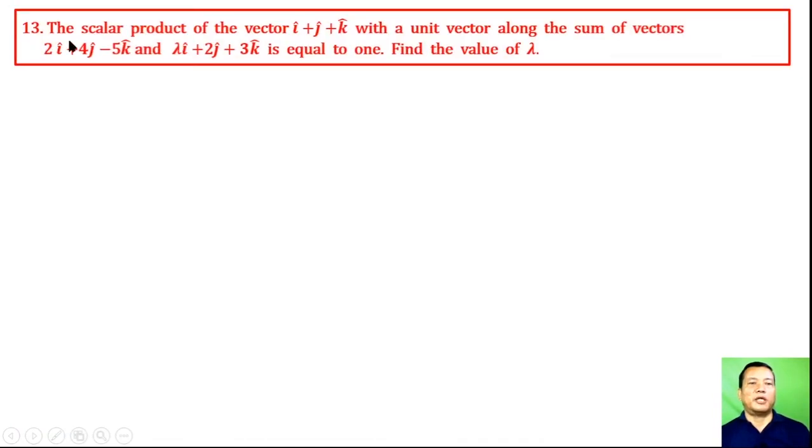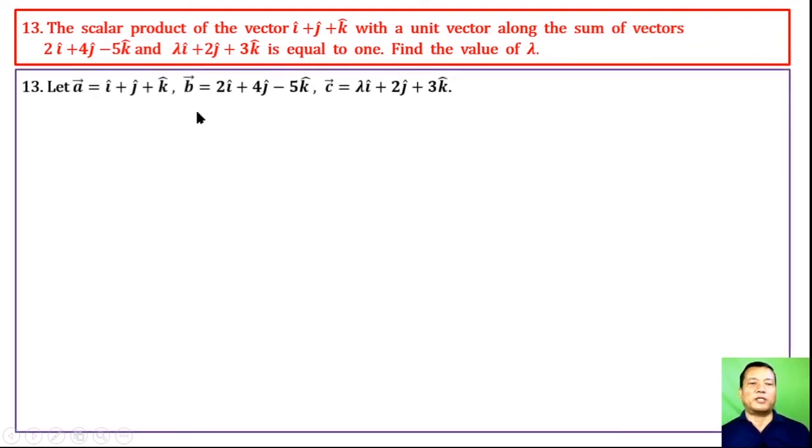For question number 13, the scalar product of the vector i plus j plus k with a unit vector along the sum of the vectors this and this is equal to 1. Find the value of lambda.